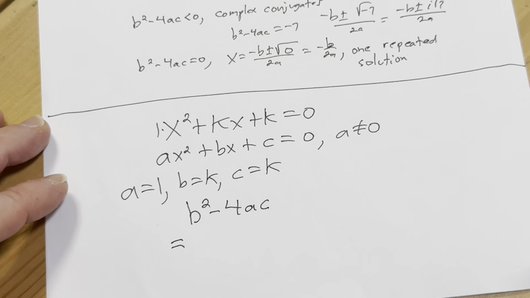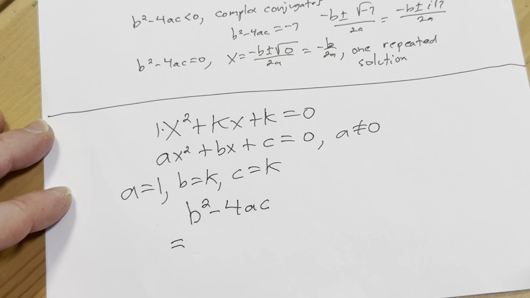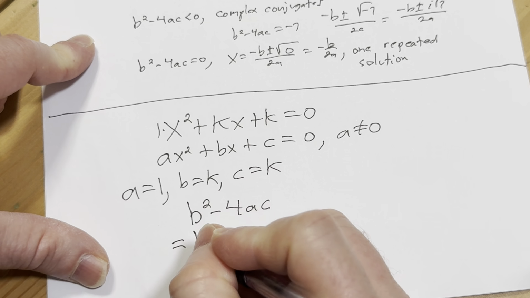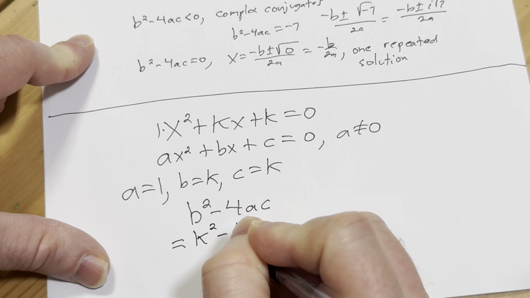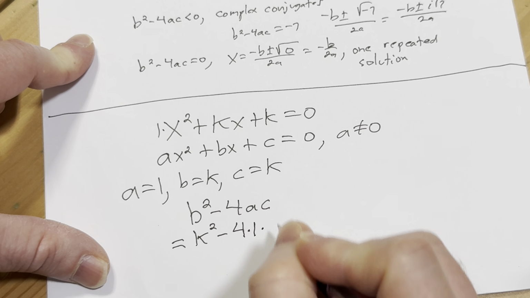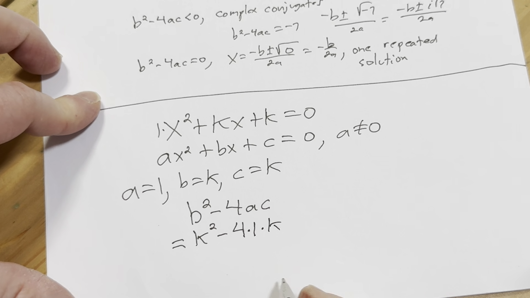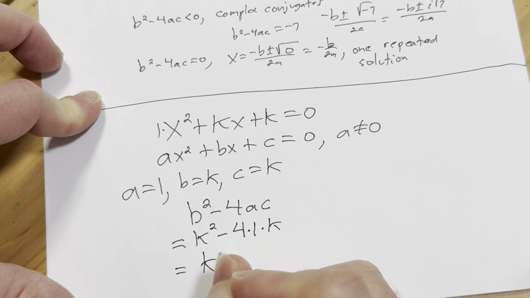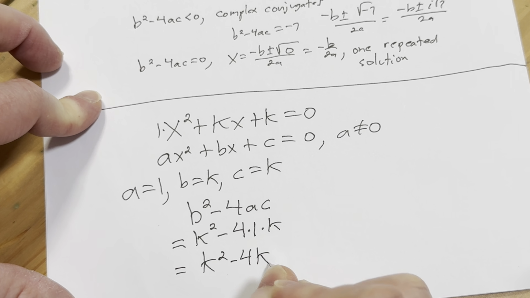Okay, so b here, well, what is b? B is k, so it's going to be k squared minus 4, and a is 1, so times 1, and then times c, which is k. Okay, so that's going to be k squared minus 4k.